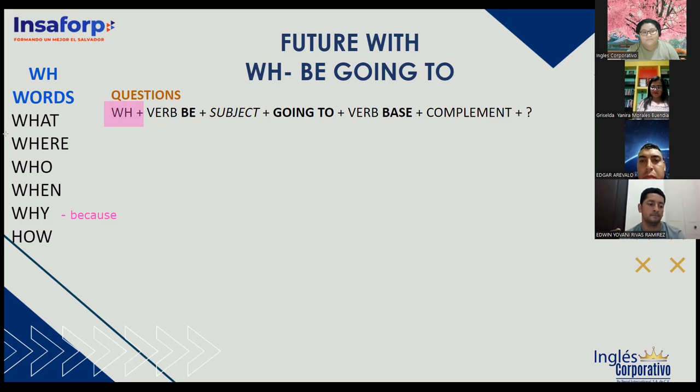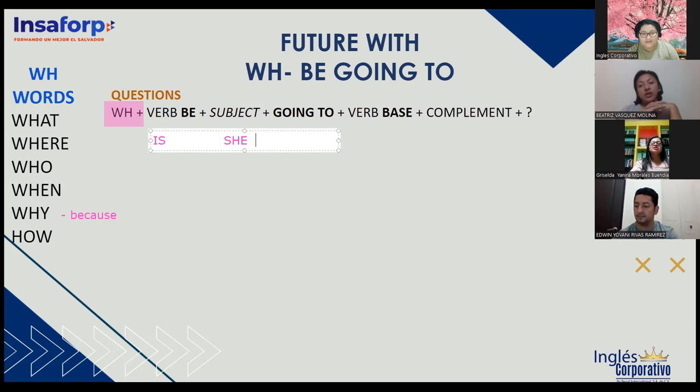Entonces, en este caso, vamos a hacer la misma que teníamos. ¿Se acuerdan cuál era? Ajá, la que habíamos hecho de ejemplo. Is she going to run tomorrow?